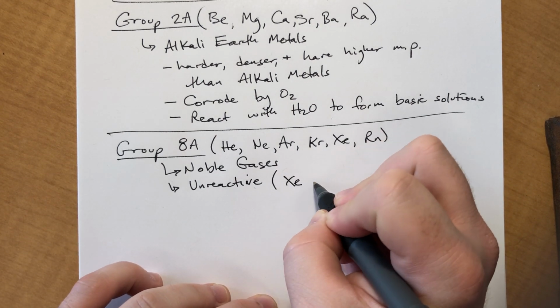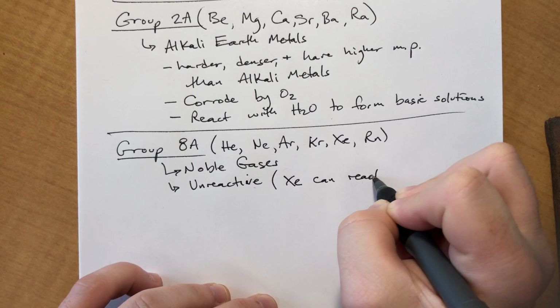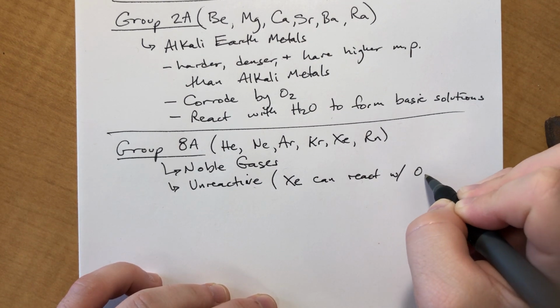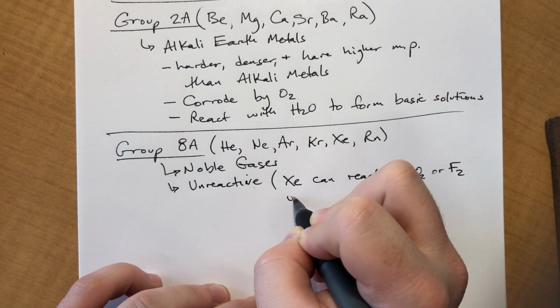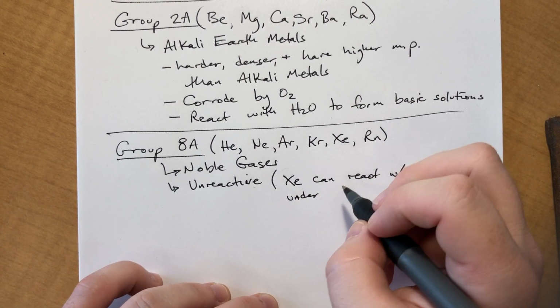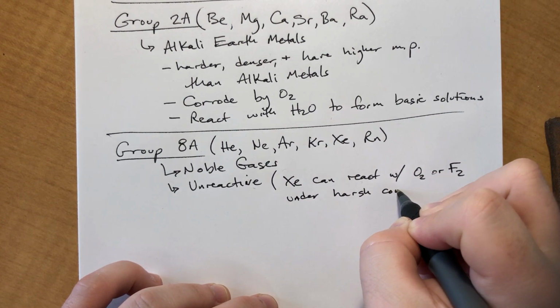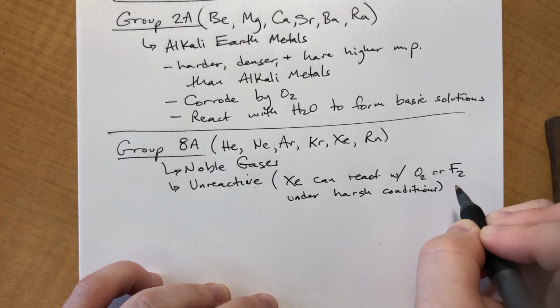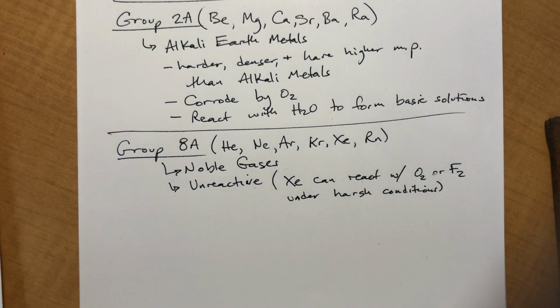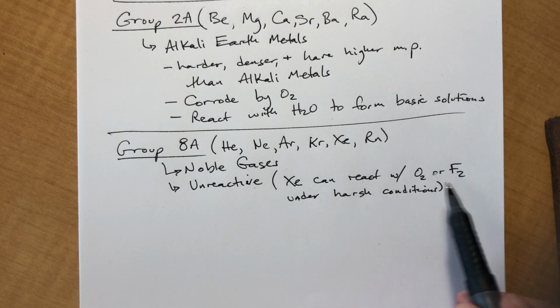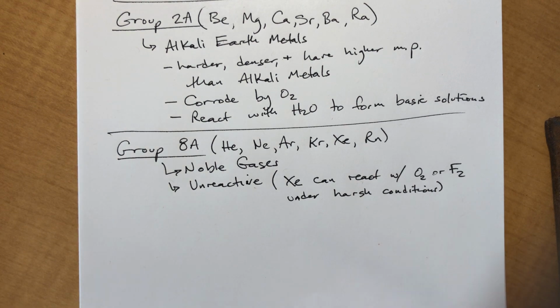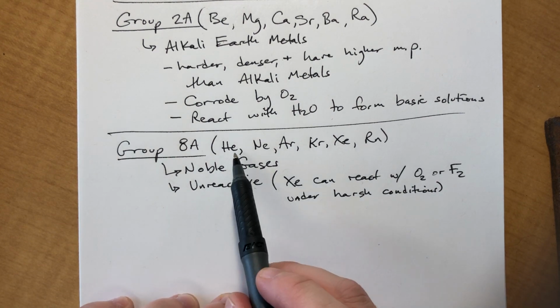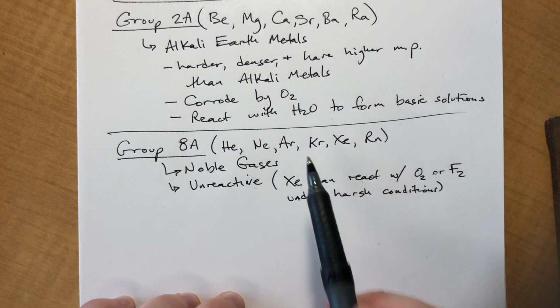It turns out that xenon can react with oxygen or fluorine under really harsh conditions. And honestly, these things hadn't been discovered until the past 50 years. So literally 50 years ago, nobody even knew this was an option. I guess the 1960s, sorry. But there are compounds like XeF4 and XeO2, compounds that can exist now. But for the most part, these things don't get used for anything, except in labs.